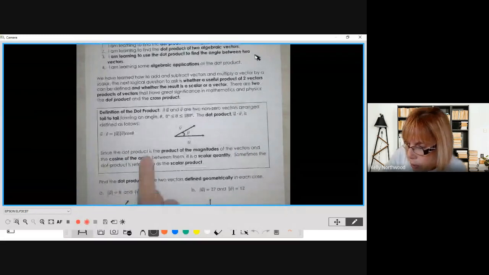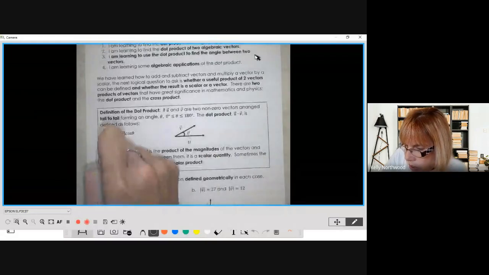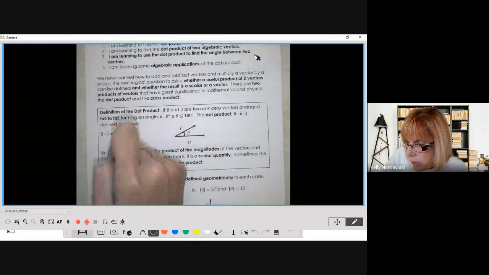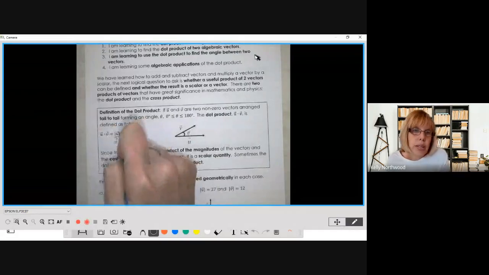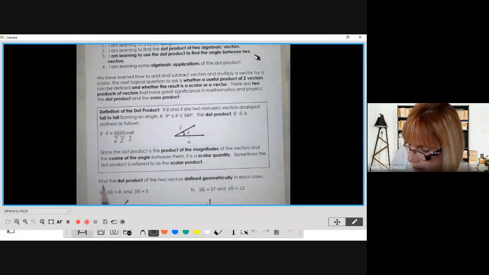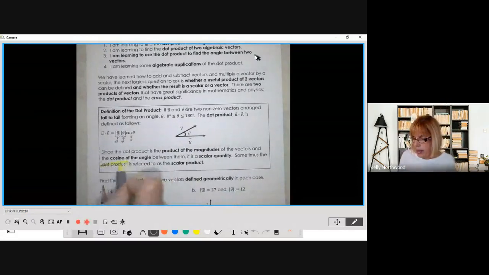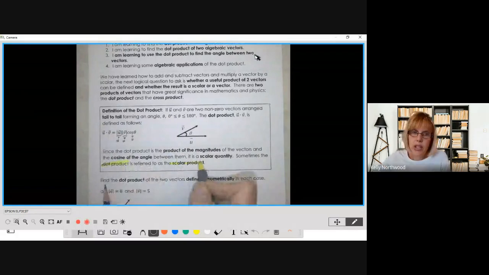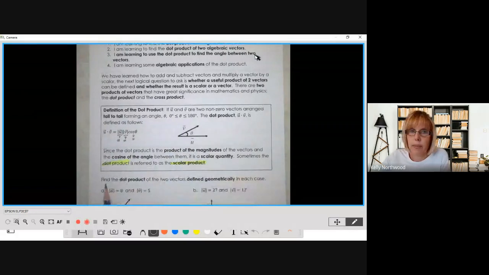Since the dot product is the product of the magnitudes of the vectors, we know the magnitude of vector u is a number, the magnitude of vector v is also a number, and the cosine of an angle is also a number. So to get u dot v geometrically, we multiply three numbers together, which means our answer is going to be a number or a scalar. Depending on the textbook you use, instead of calling it the dot product, they also call it the scalar product, because your answer is a scalar. So that's the geometric definition of the dot product.